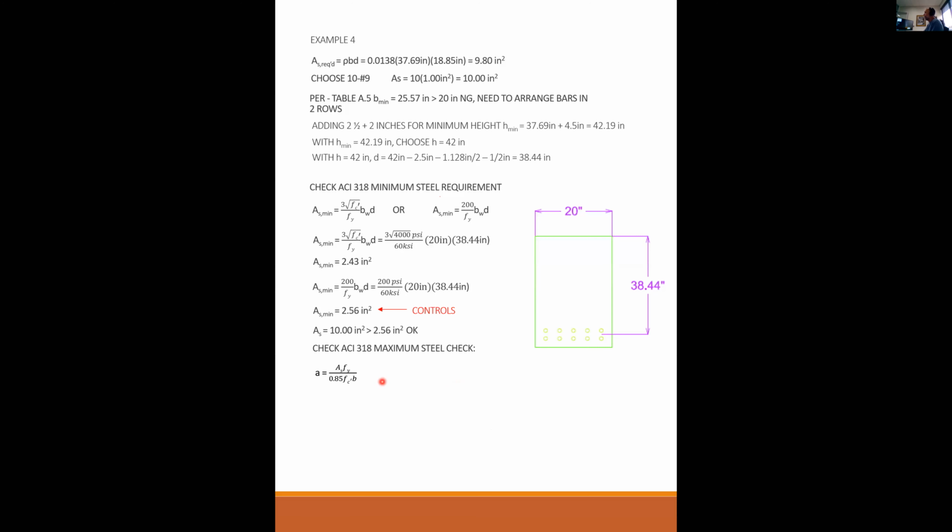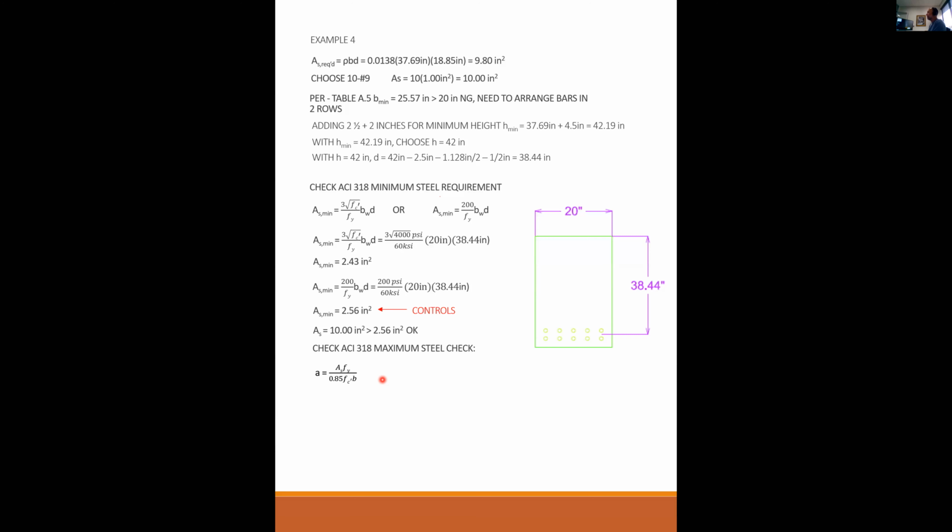The first thing I want to say before we do the calc, whenever I say an ACI maximum steel check, what I'm really saying is epsilon sub t greater than 0.005? That's what I'm really asking. That's what the code really wants to know. Is epsilon sub t greater than or not greater than 0.005?